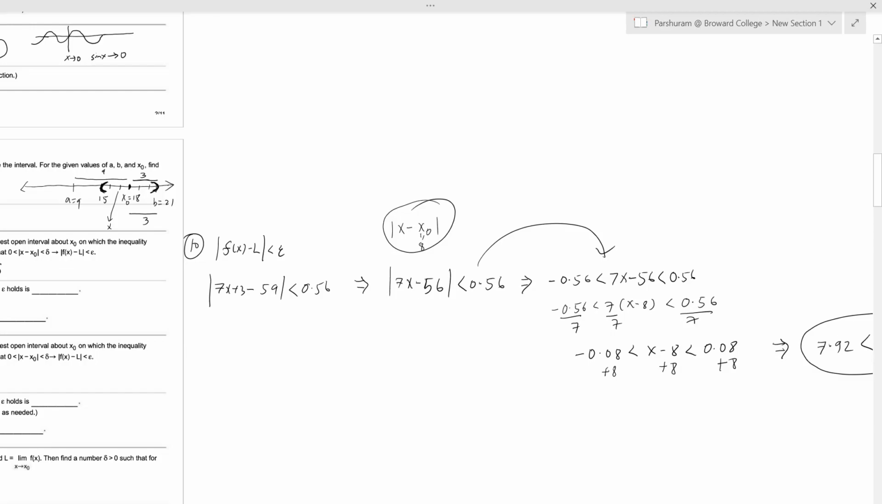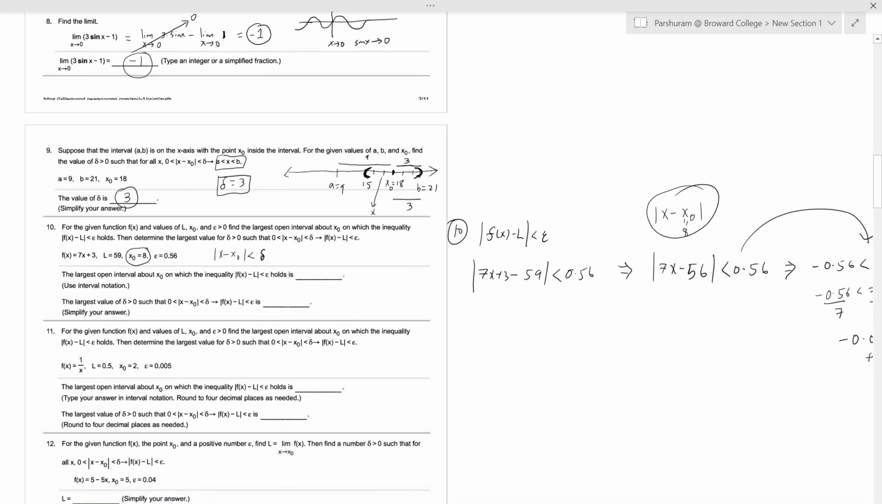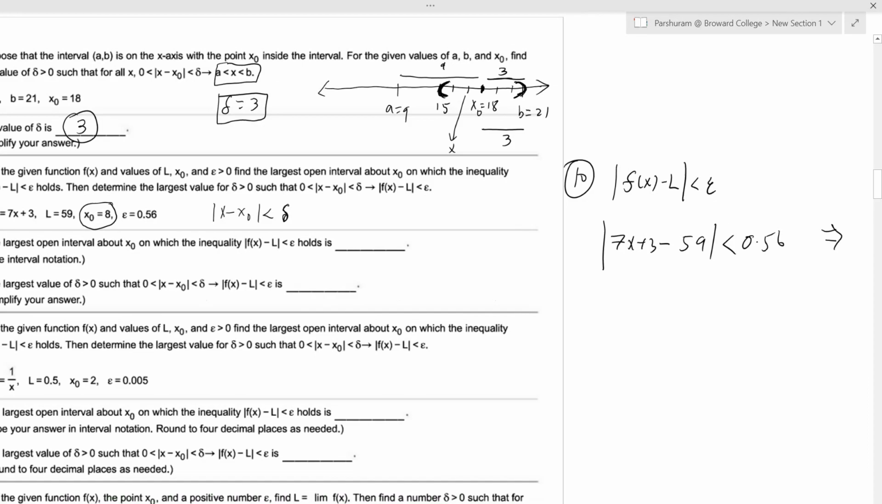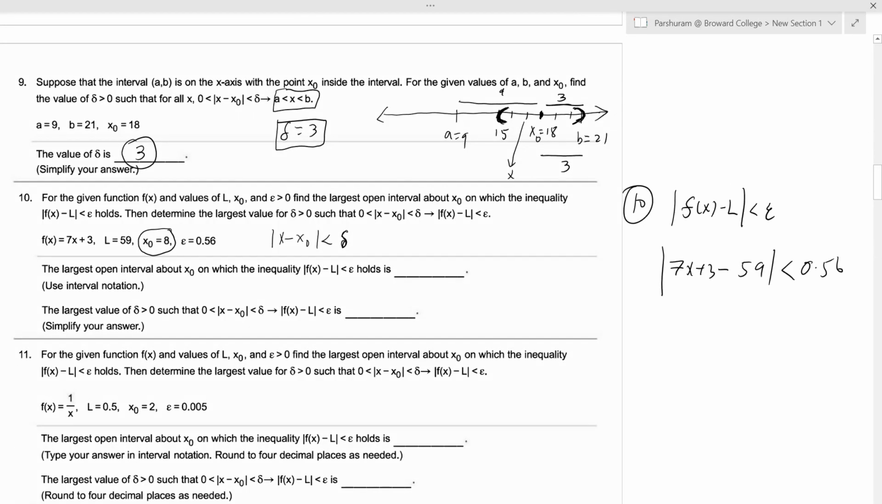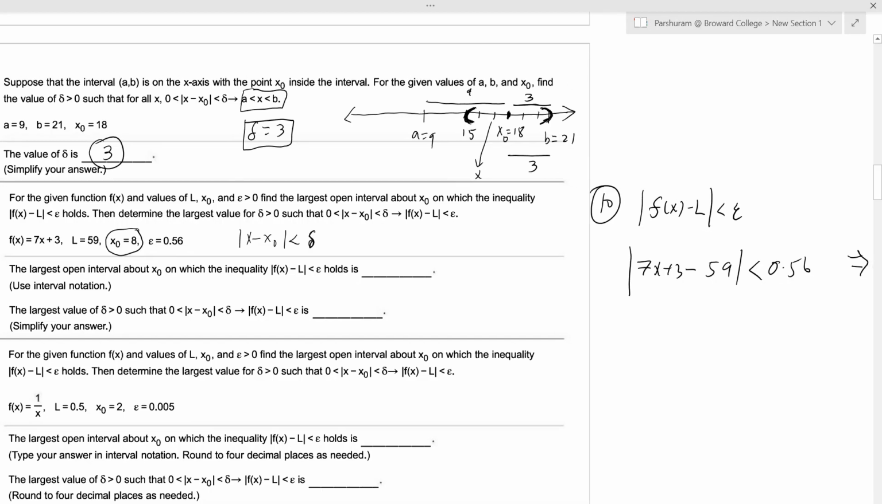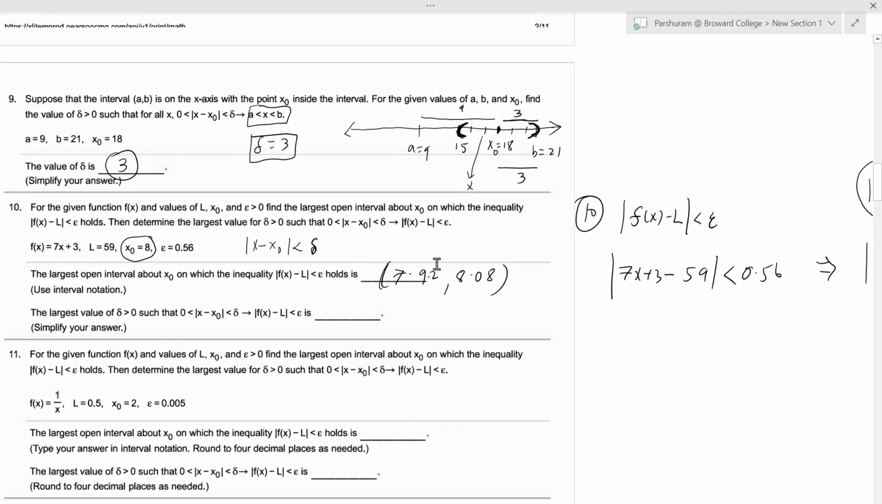To answer this question, we start from the opposite. We start from f of x minus L less than epsilon, and we solve for x, and that gives us the interval 7.92 comma 8.08. That is the largest interval we can take for the value of x, which makes sure that the difference between the function f of x and L is always less than epsilon.